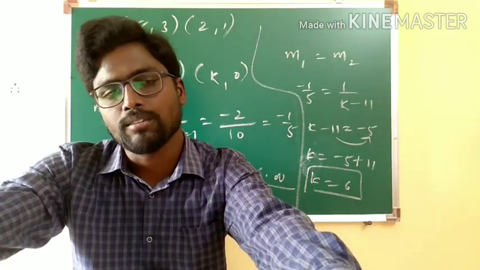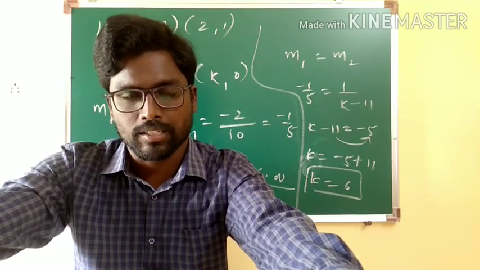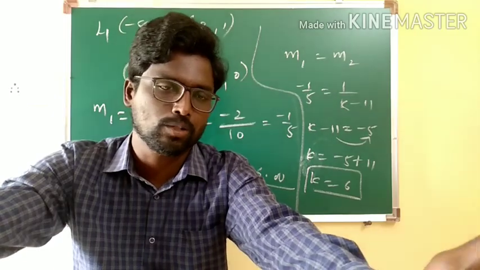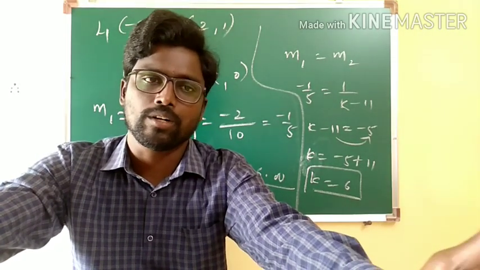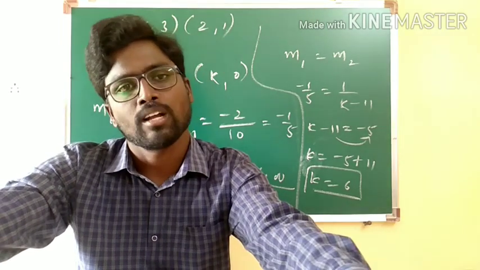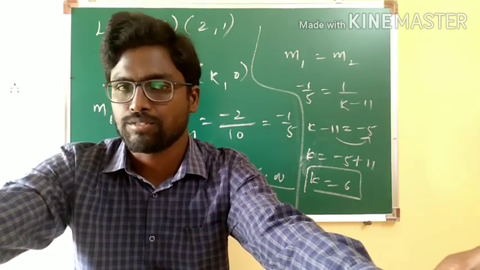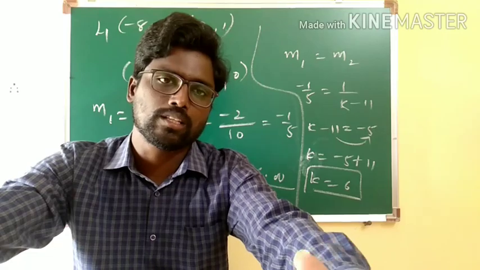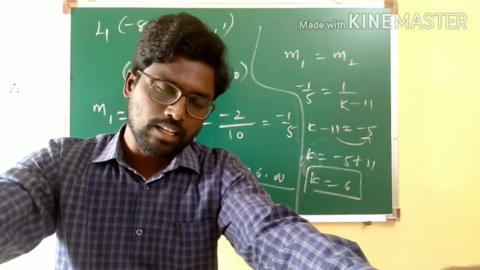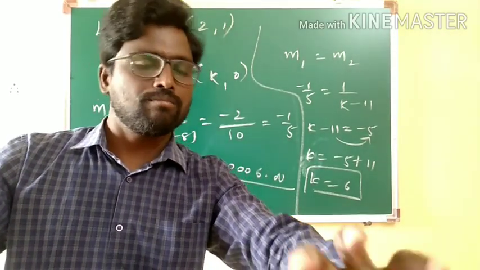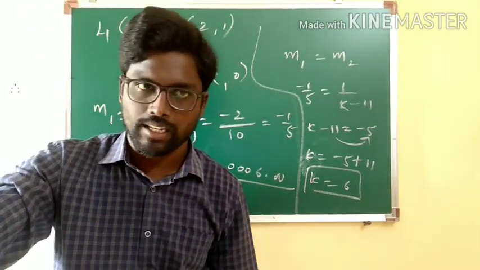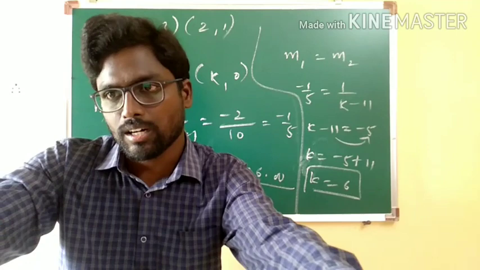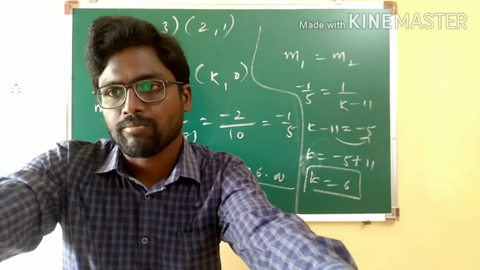the formula half mod x1 into y2 minus y3 plus x2 into y3 minus y1 plus x3 into y1 minus y2. Otherwise, half mod x1 minus x2, y1 minus y2, x2 minus x3, y1 minus y3. Otherwise, half mod x1 x2 x3 x1, y1 y2 y3 y1. I said even 3 to 4 alternate methods in solving the area of the triangle. You can use any one of them according to your convenience. Okay.